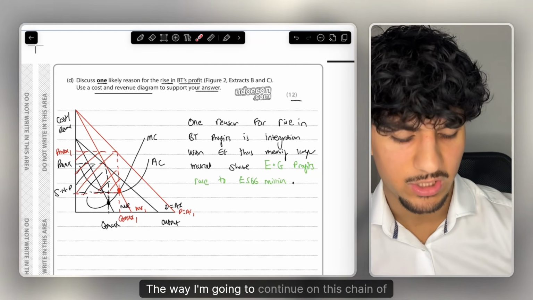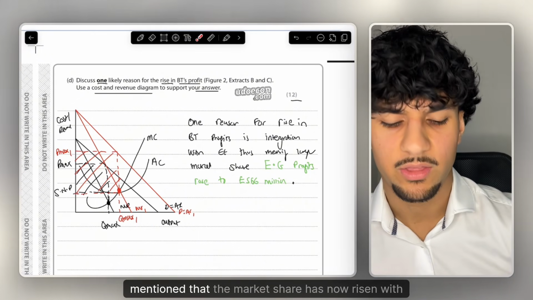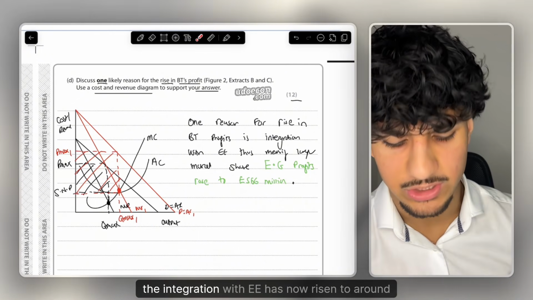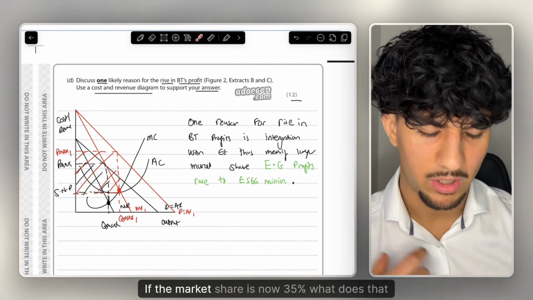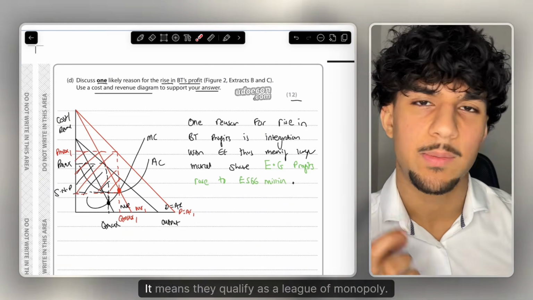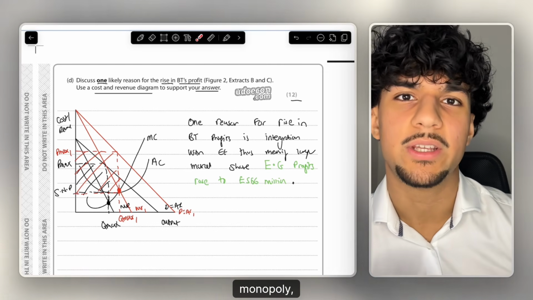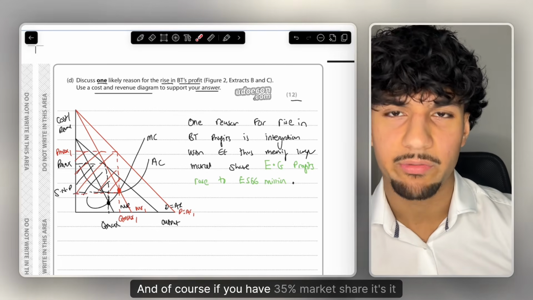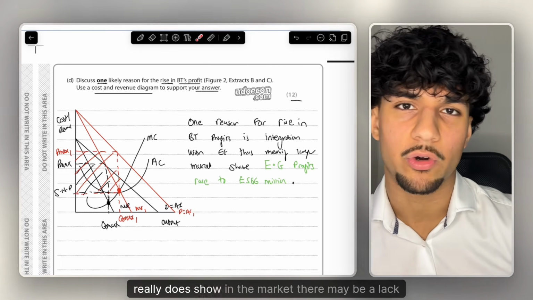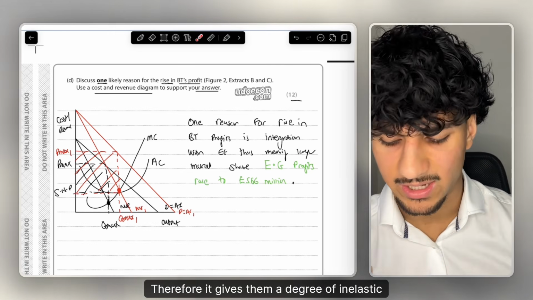The way I'm going to continue this chain of analysis, I'm going to quote the extract again. I think it mentioned that the market share has now risen with the integration with EE to around 35%. If the market share is now 35%, what does that mean? It means they qualify as a legal monopoly. Thus, it will mean they have a degree of monopoly power. And if you have 35% market share, it really does show there may be a lack of substitutes. Therefore, it gives them a degree of inelastic demand.